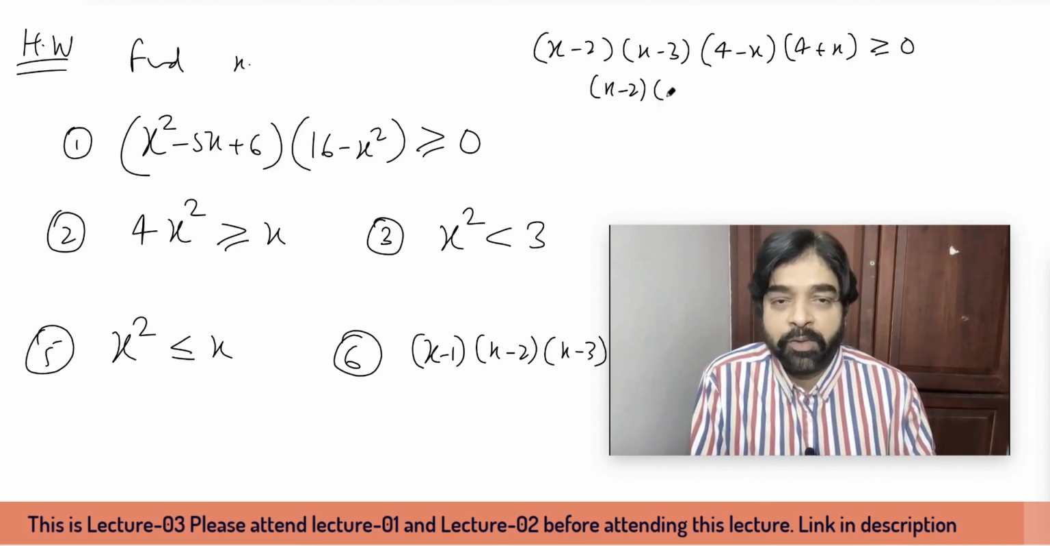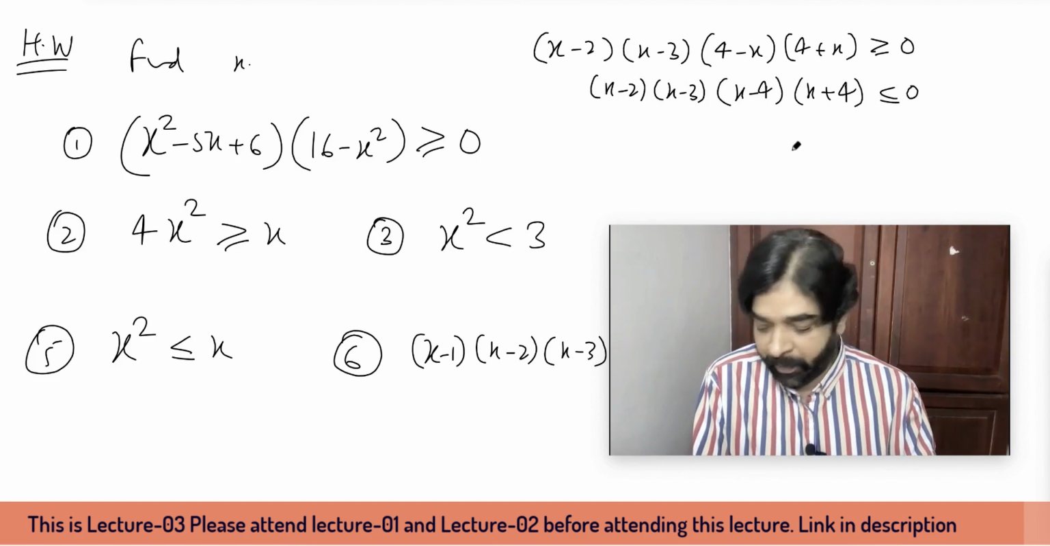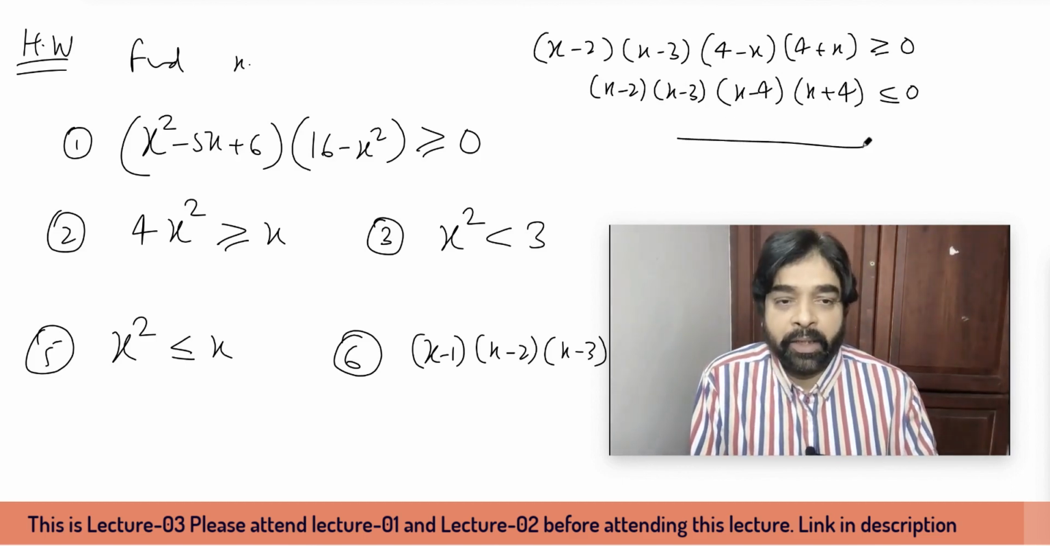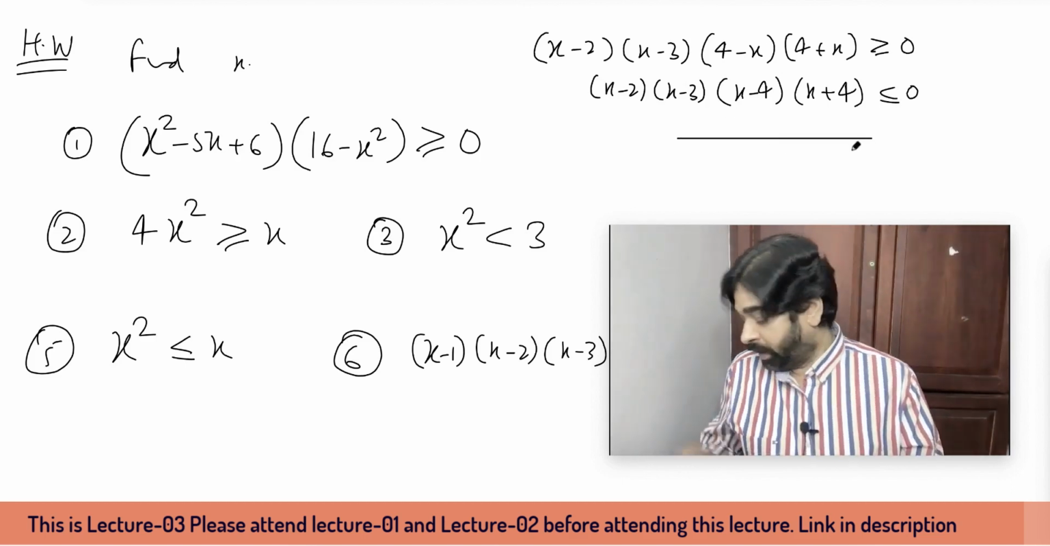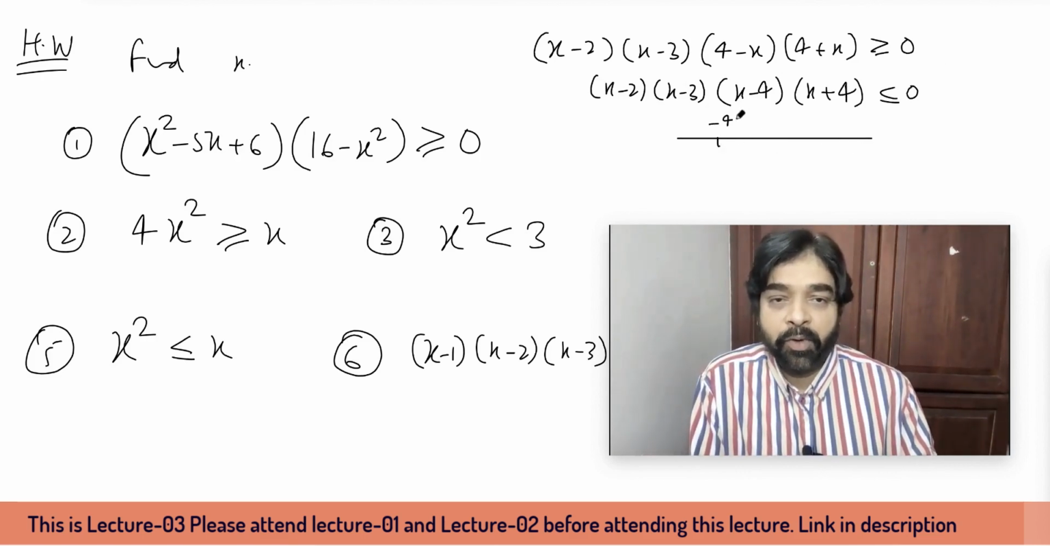So we'll get (x - 2)(x - 3)(x - 4)(x + 4). But since the minus has gone to the other side, the sign of the inequality will change. And now, the number line we are going to put, and that will be minus 4, and then 2, then 3, then 4. This is infinity, and this is minus infinity. After the largest critical point, positive sign, and then alternate signs.